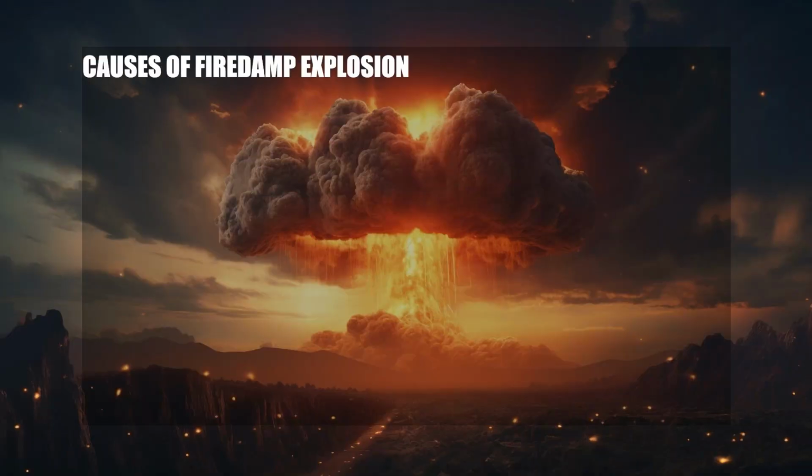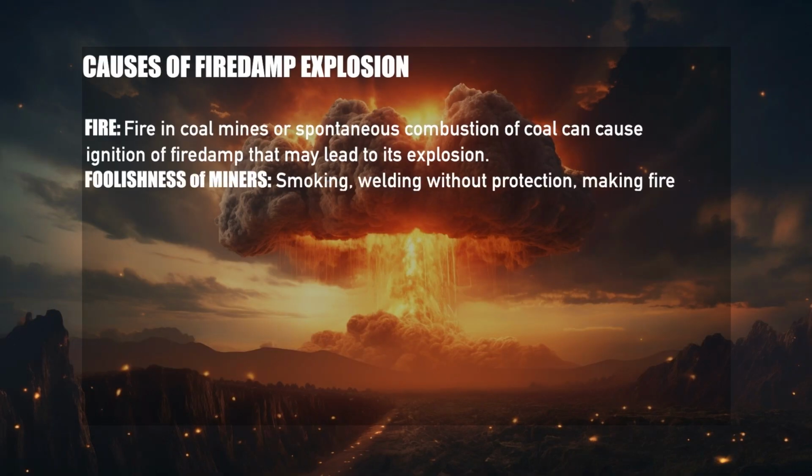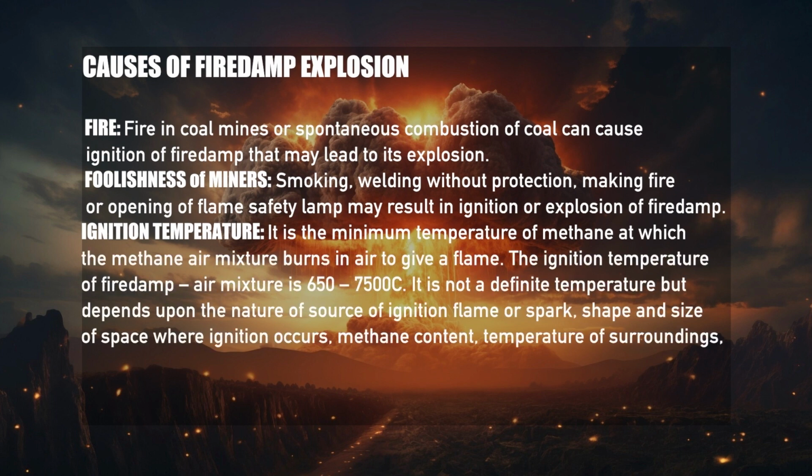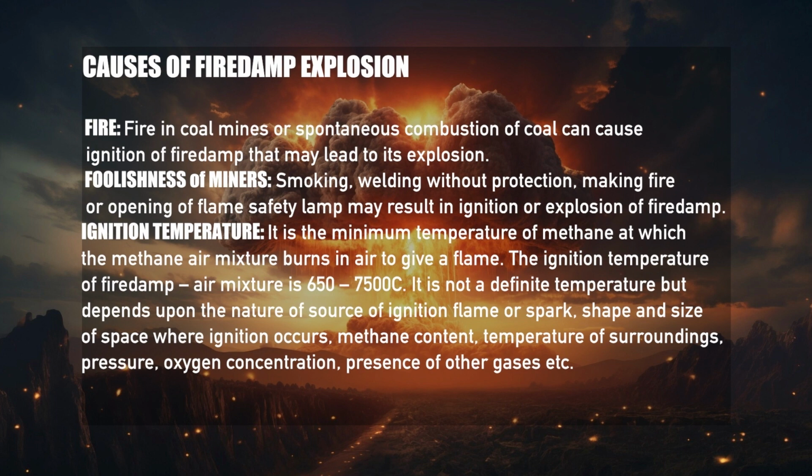Fire. Fire in coal mines or spontaneous combustion of coal can cause ignition of fire damp that may lead to explosion. Fire, either due to external cause or due to auto oxidation, spontaneous combustion, is a prime source of heat for fire damp, and once fire has broken out, it gives heat and high temperature for fire damp and can cause an explosion.